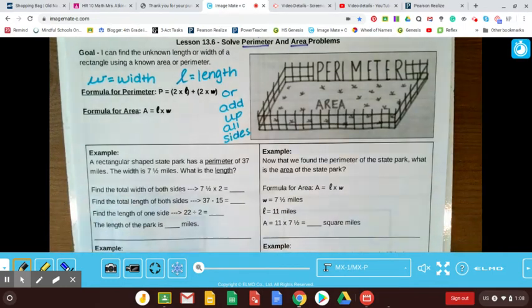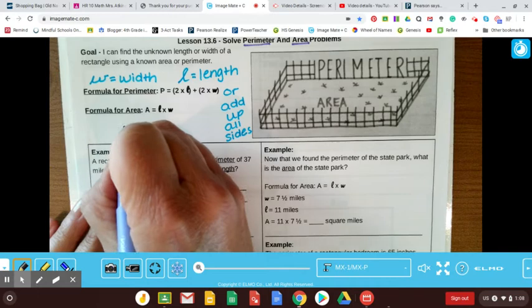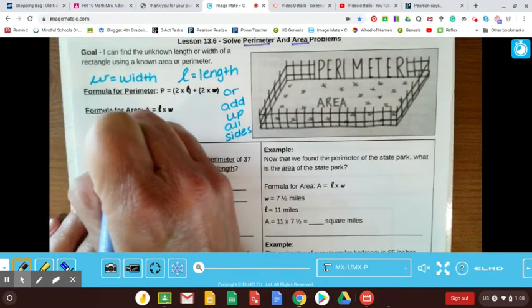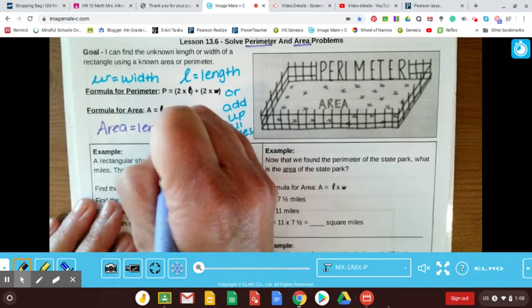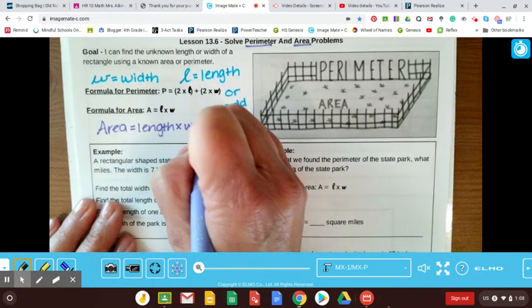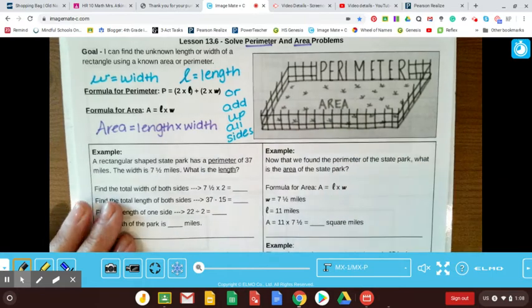Area's formula is actually pretty easy. Area equals length times width. And there you have it.